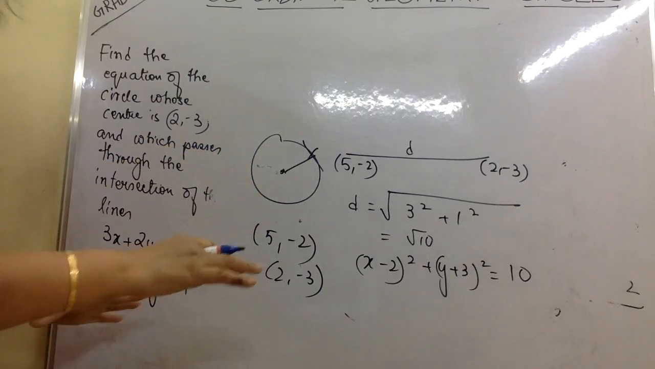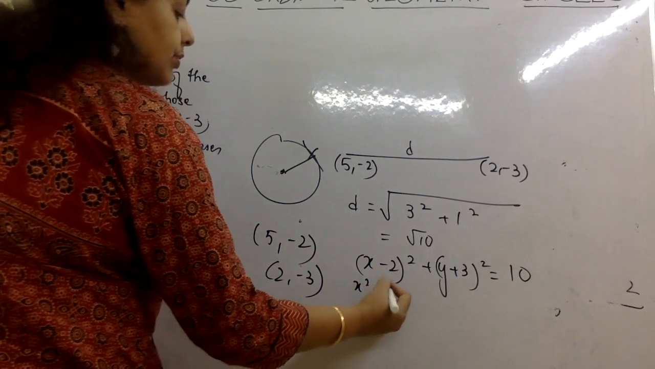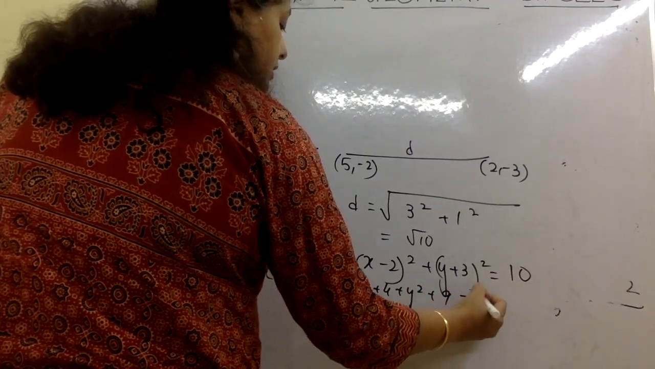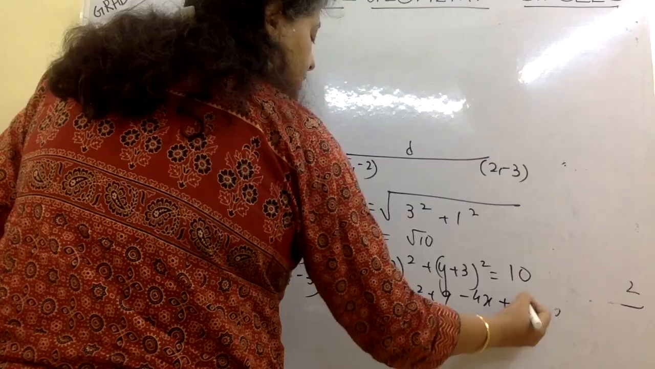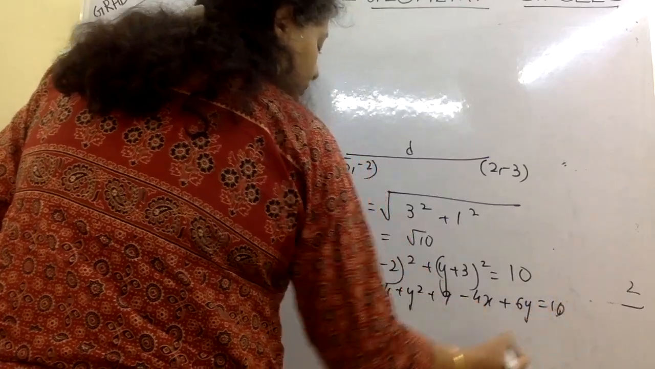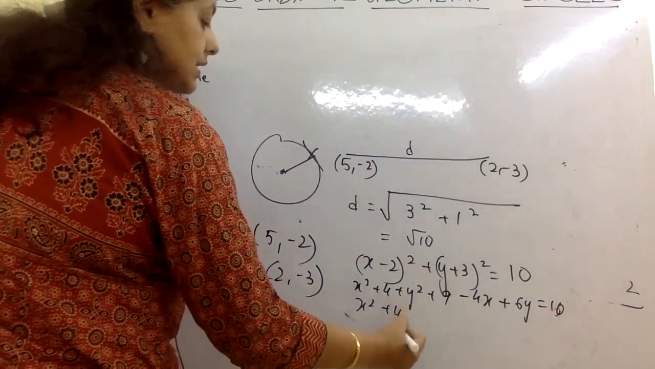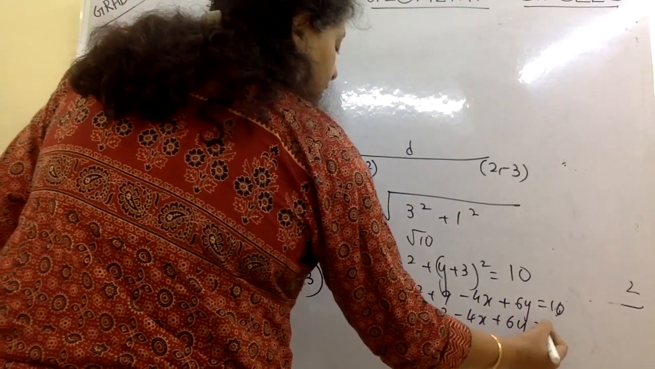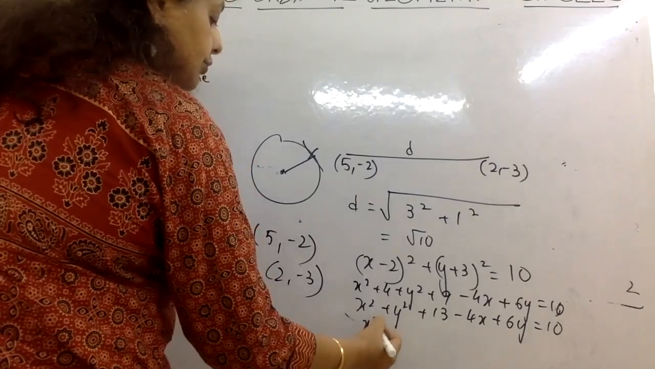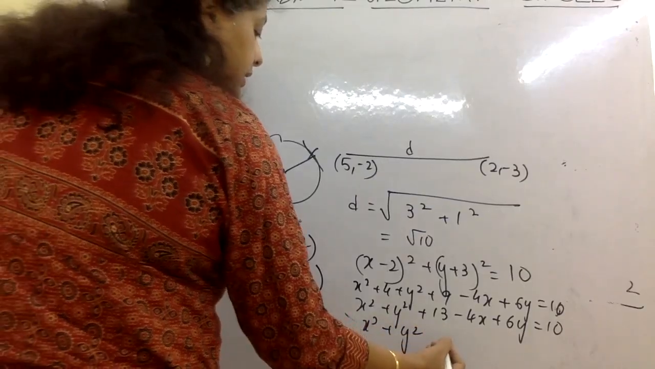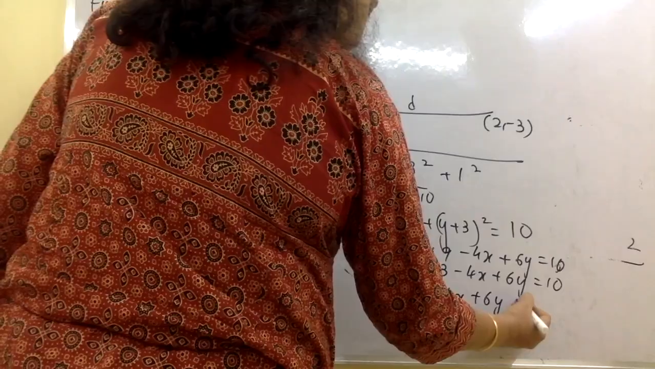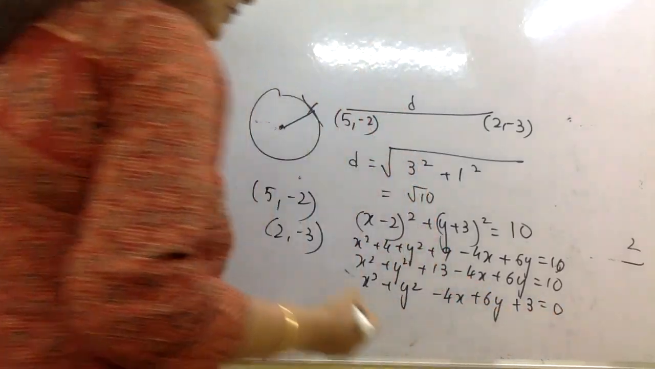Now I have to expand it a little bit more. x square plus 4 plus y square plus 9, minus 4x plus 6y is equal to 10. x square plus y square plus 13 minus 4x plus 6y is equal to 10. x square plus y square minus 4x plus 6y plus 3 is equal to 0.